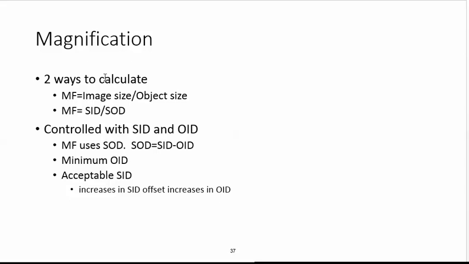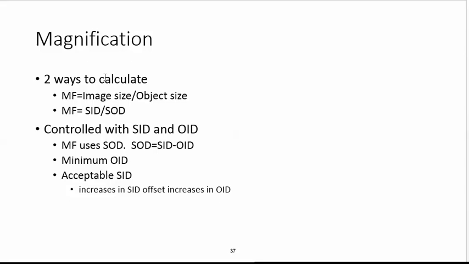So what we want is minimum OID. We want acceptable SID. It's impractical to shoot everything at 72 inches, so we need an acceptable SID. If we have an increase in OID, we can increase our SID to compensate for that increase in OID. Again, going back to your magnification factor, if you double one and you double the other, then it's basically a wash. You don't have any increase in magnification. You still have a magnification factor. Your magnification factor will always be at least 1, almost always greater than 1, which means you always have magnification present on an image.